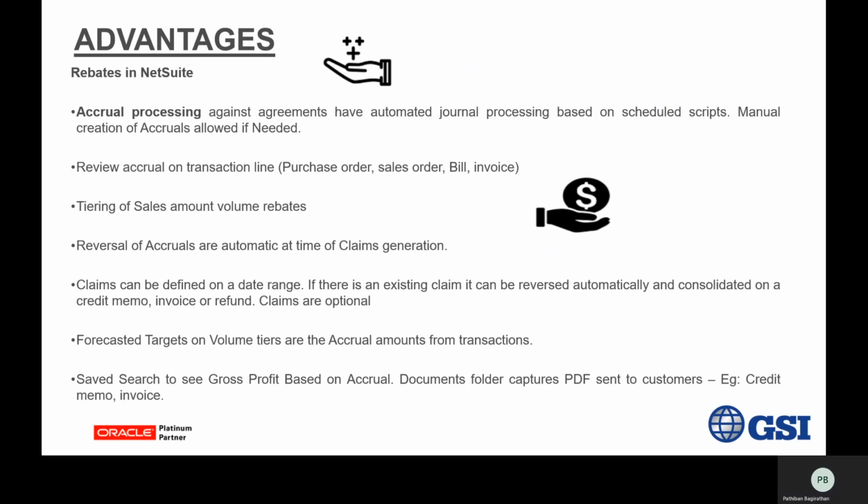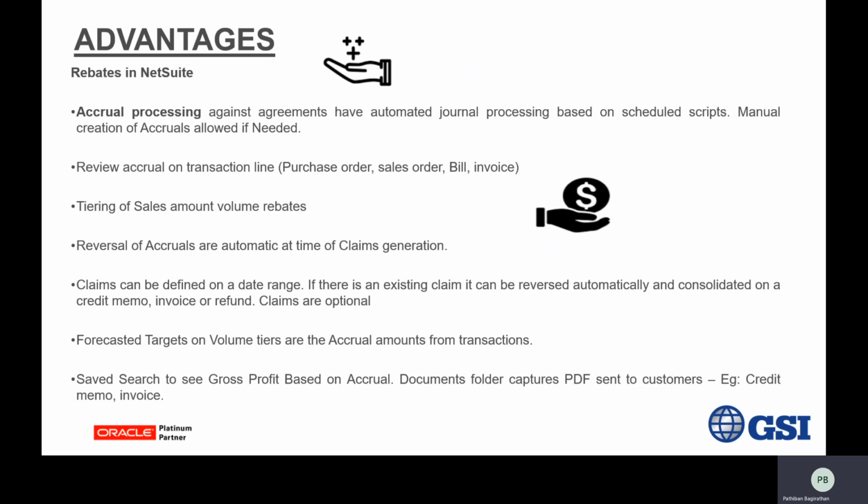Okay, and the tiering of sales amounts, volume rebates. So you can define a forecasted target amount on volume tiers, and say, let's say tier 1 is where we want the accrual to hit, but the actual claim maybe happened in tier 3. So you can define marginal or linear volumes to say where exactly we need to hit the claim. So when you do the claim, it actually reflects the true amount that is rebated, but the accrual is based on a forecasted amount or forecasted target. And that's what we're saying here.